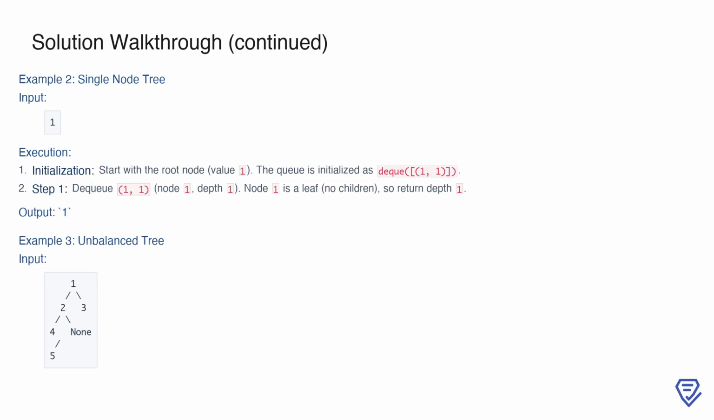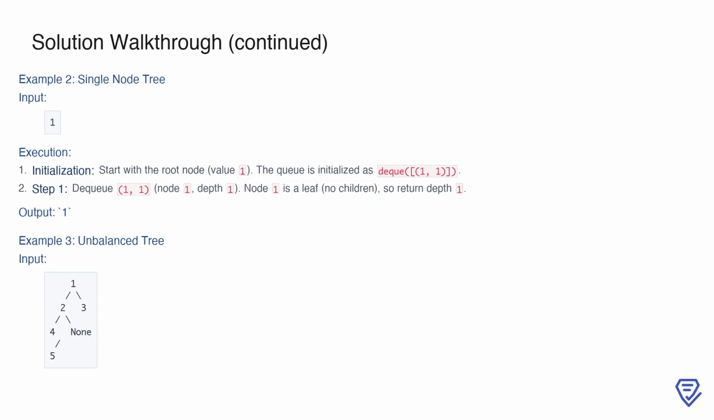Next, consider example 3, where the tree is unbalanced. The root node has a value of 1, and it has two children, node 2 on the left and node 3 on the right. Node 2 further has a left child, node 4, which itself has a left child, node 5.